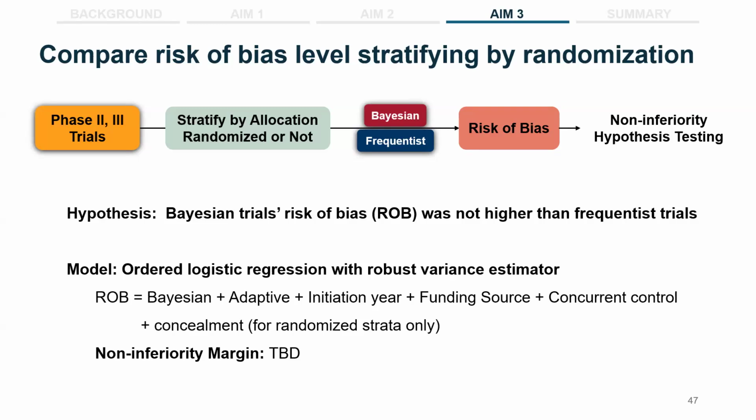For this one, because we want to see if Bayesian trials would affect the quality, we're setting the hypothesis as a non-inferiority hypothesis to see if the risk of bias is higher.